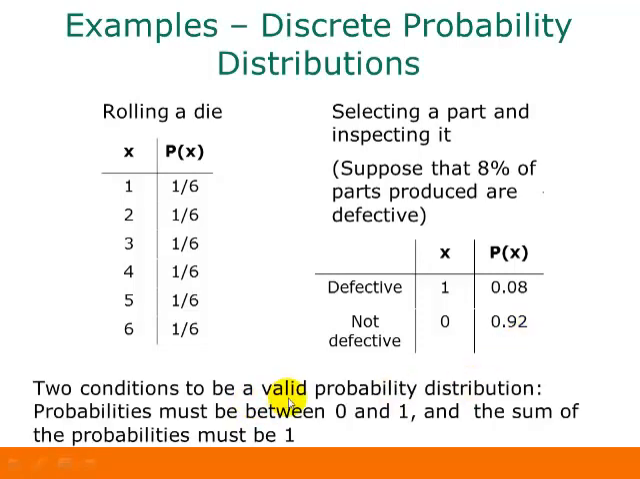Now there are two conditions for something to be a valid probability distribution. First, the probabilities all have to be valid probability values, so they all have to be between 0 and 1. We can't have any negative probabilities, and we can't have any probabilities that are greater than 1 or 100%. The other condition is that the sum of the probabilities in our distribution has to be 1. So if we add up all the probabilities in our table, they have to add up to 1 or to 100% if we're listing them as percentages.